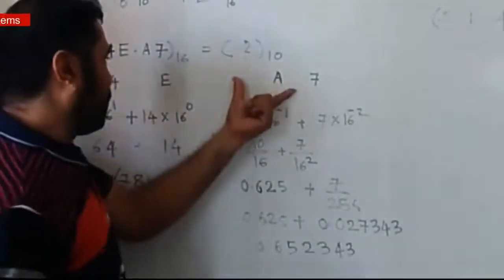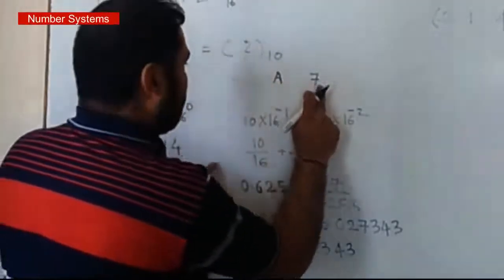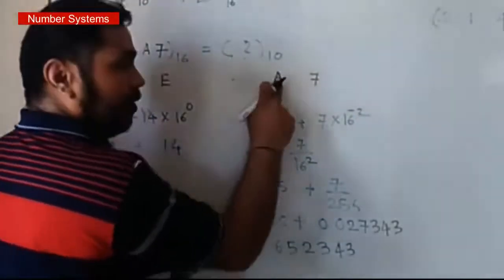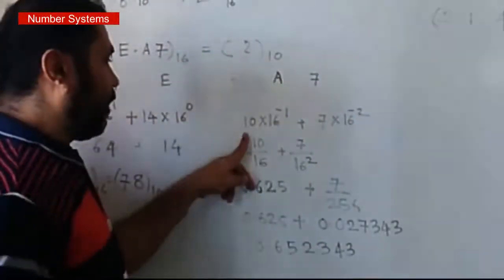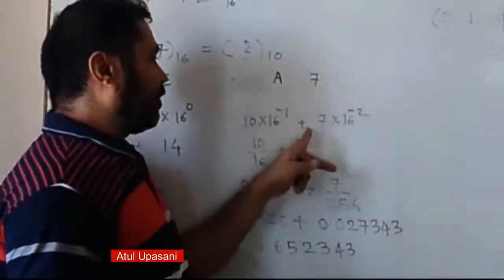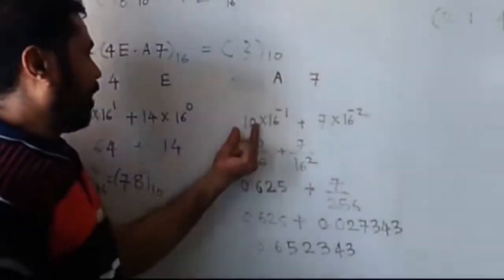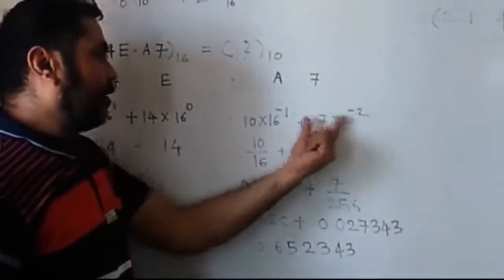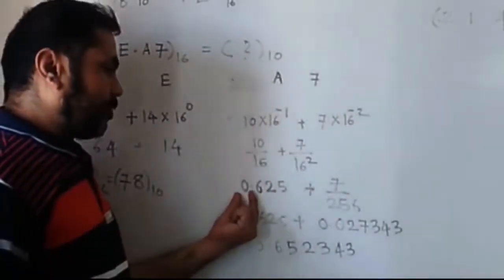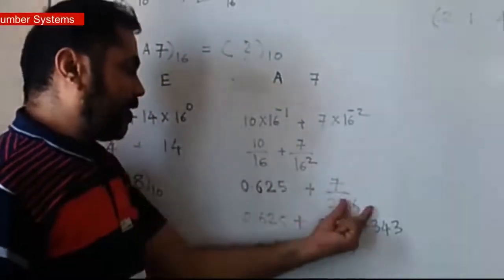Now for the fractional part, the fraction is .A7. So .A7 is written here. A's value in hexadecimal is 10. So 10 multiplied by 16 raised to the power minus 1, plus 7 multiplied by 16 raised to the power minus 2. So here we can write 10 by 16 plus 7 by 16 squared. So 10 by 16 is found to be 0.625, and 7 by 256 is 0.027343.